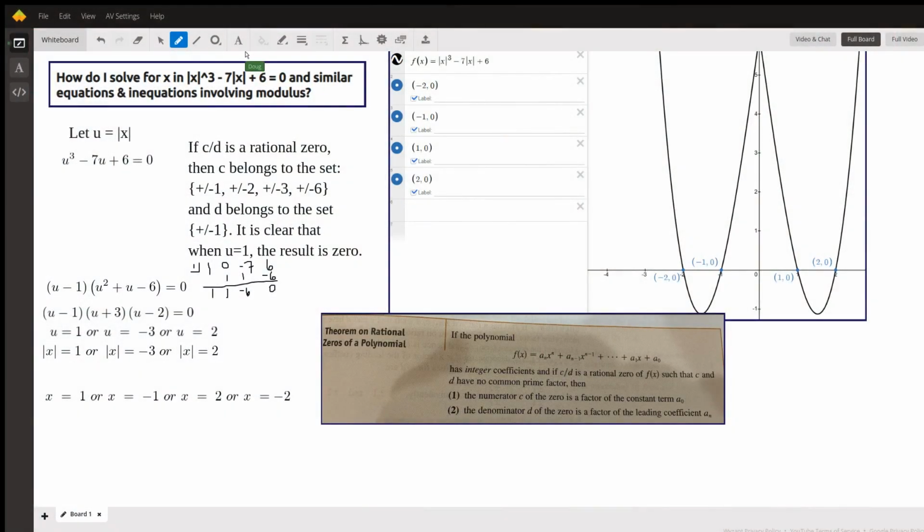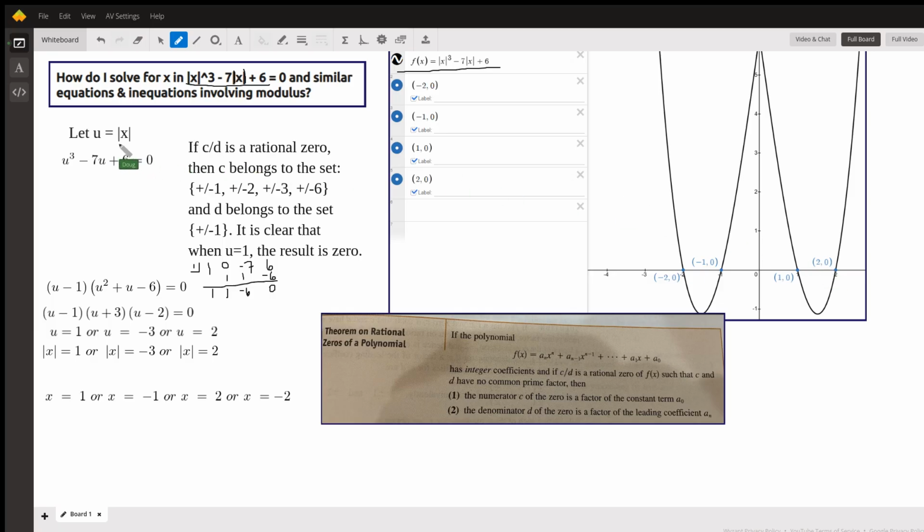Okay, you've got what looks like a polynomial equation here, except that we have some absolute value symbols. Over here on Desmos, I've graphed this function, the left-hand side of this equation, and it turns out the zeros are at -2, -1, 1, and 2. The question is, how do you determine that without a graphing calculator?